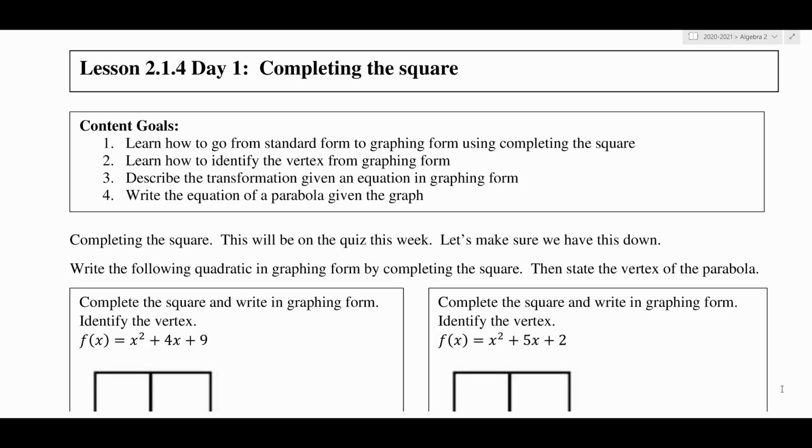All right, so we're going to learn how to go from standard form to graphing form using the completing the square technique. We're also going to learn how to identify the vertex once we're in graphing form. We want to be able to describe the transformations given in an equation. If I give you an equation in graphing form, can you tell me what transformations took place? And then lastly, we want to be able to write the equation of a parabola given a graph, so going from graph to equation.